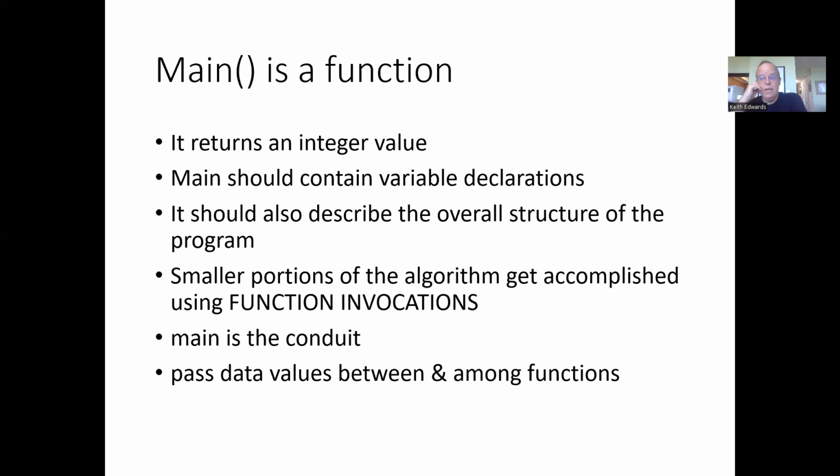You may wonder why the int goes in front of main. It's because it's a function. So main returns an integer value. It contains variable declarations and kind of overall describes how the program is structured. And then smaller portions of the algorithm or the program get accomplished using those function invocations. Main acts as the conduit and passes data between and among the different functions.